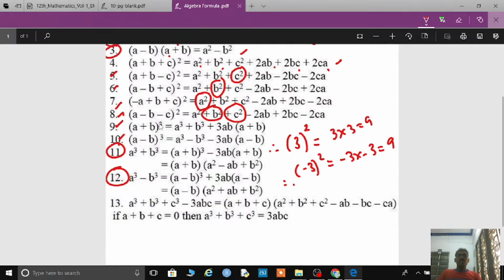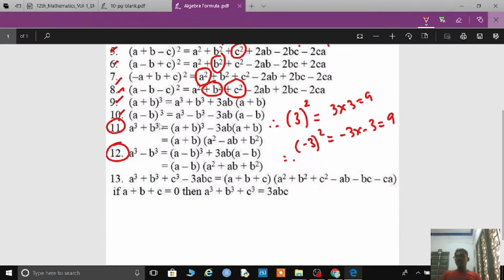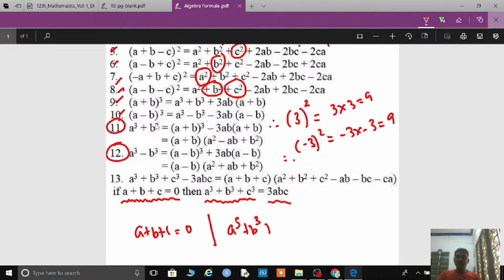The final formula, last but not least, is an important one. If the result given is A plus B plus C is equal to 0, we can obtain the result A cube plus B cube plus C cube equal to 3ABC. So this is the final result: A plus B plus C is equal to 0, then A cube plus B cube plus C cube equal to 3ABC. Got it?